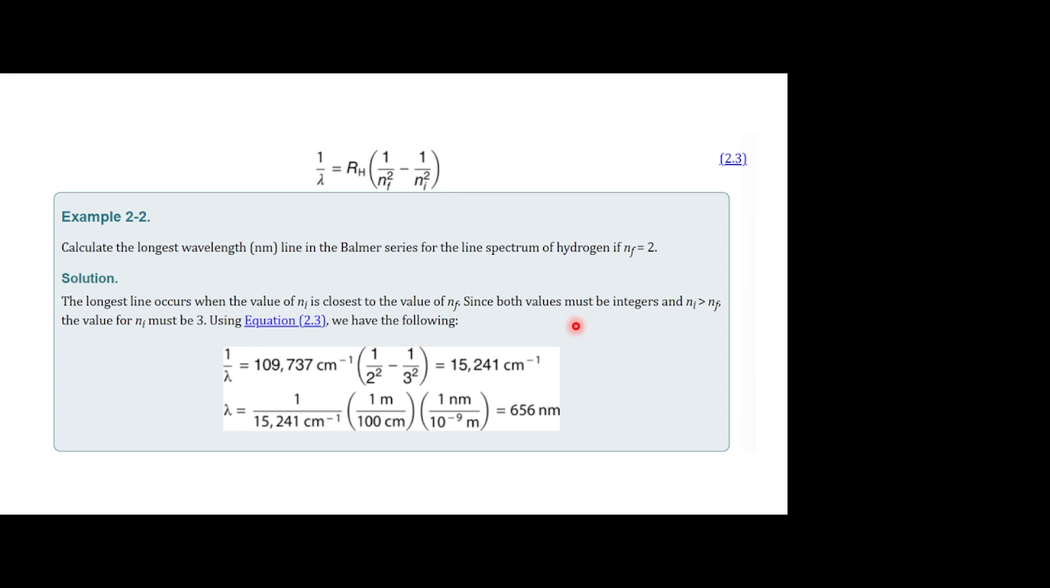Or you can use it in reverse. I'm seeing this light come out. What energy do I have to have in there to do that? Okay? No problem.